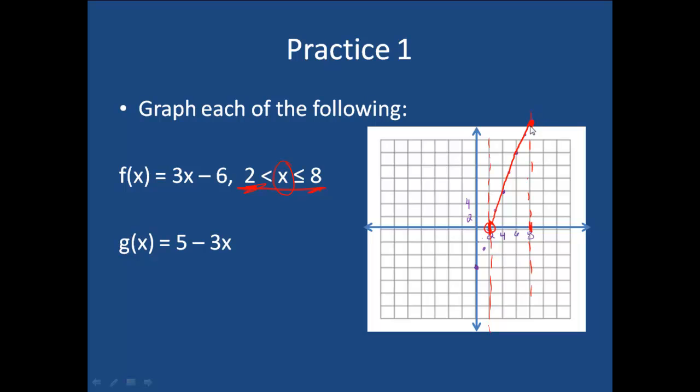And on the 8 there is a closed circle because it has the equal to portion of my inequality. On the 2 there is an open circle because it does not have the equal to part on the inequality. So f of x should look like this red piece right here. Go ahead and pause the video again and see if you can come up with g of x.